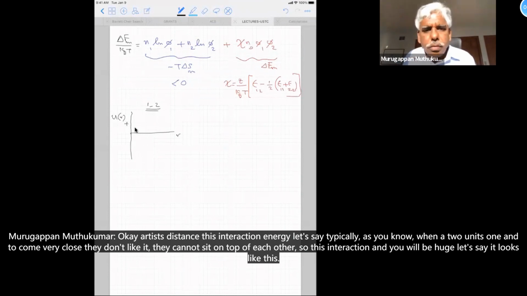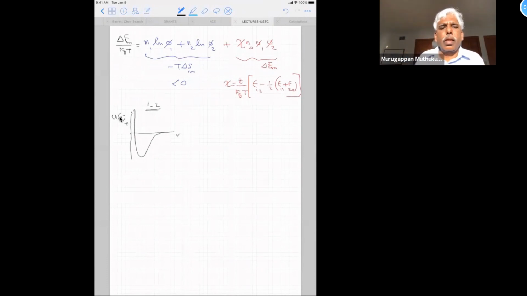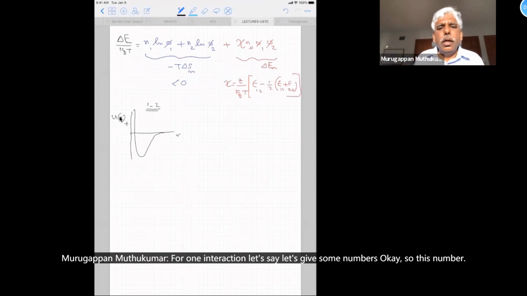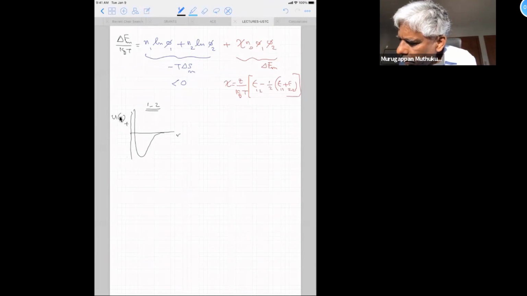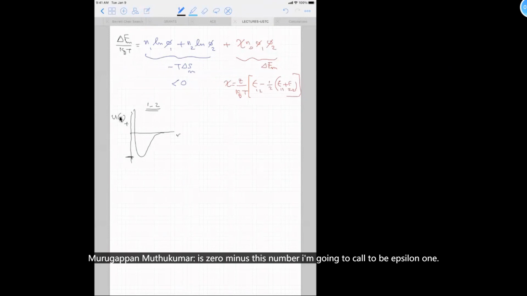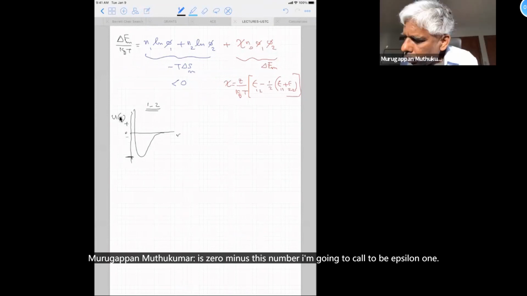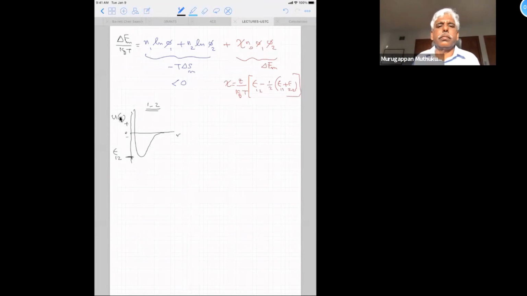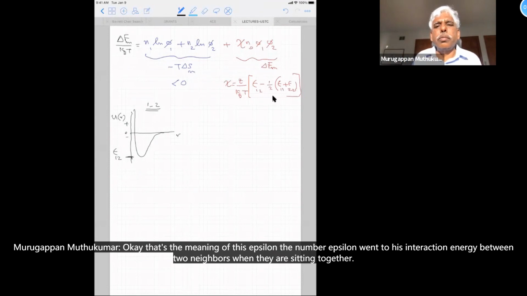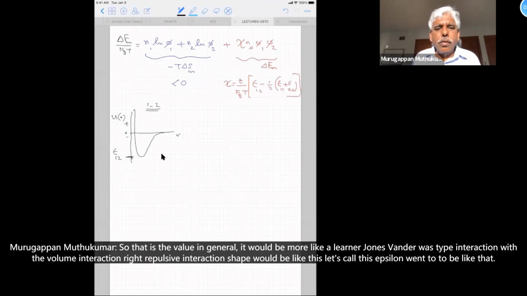So this interaction energy will be huge. Let's say it looks like this for the 1-2 interaction. Let's give some number. So this number, this is 0 minus this number, I'm going to call it epsilon 1,2. That's the meaning of epsilon 1,2. Remember, epsilon 1,2 is the interaction energy between two neighbors when they are sitting together. So that is the value.